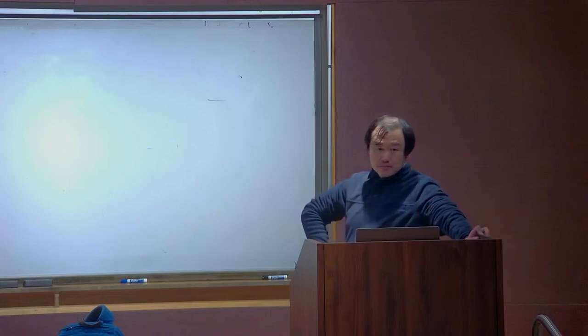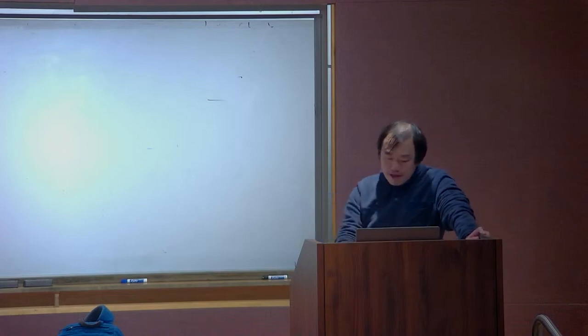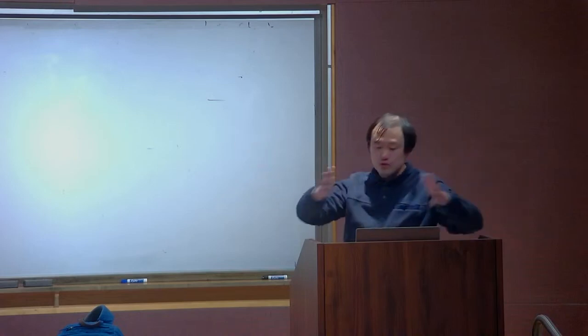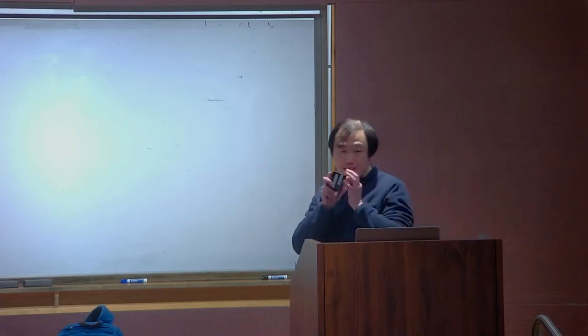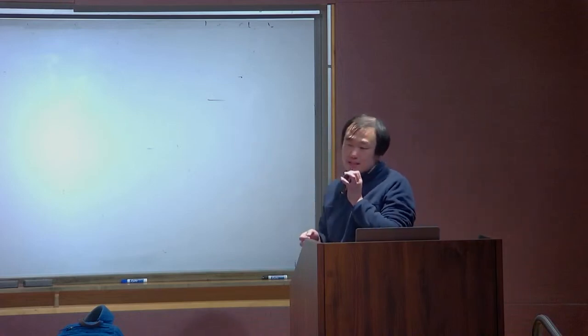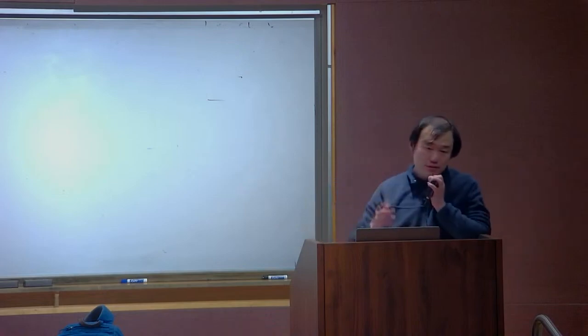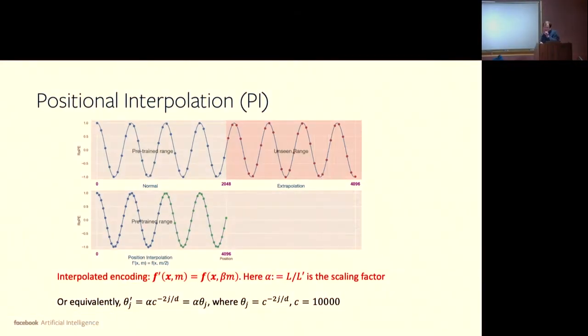What do you mean by interpolation and extrapolation in this language model? What that means is very simple. For example, say the window is 2K. That means for each token, you first assign a position index from 0 to 2K minus 1, and then given the index, you can compute the positional encoding.